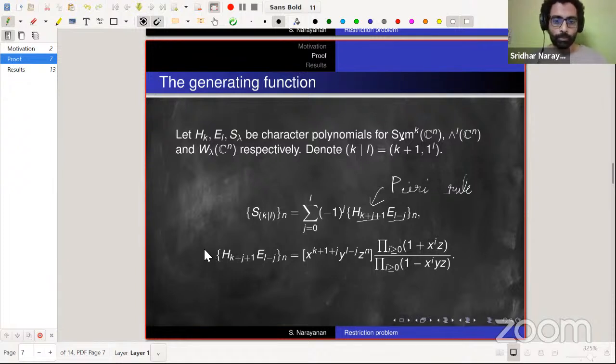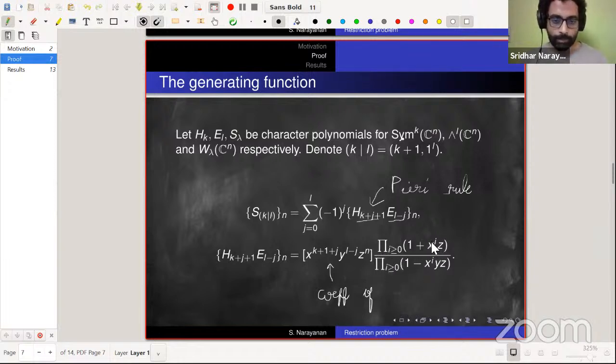Right. So we are able to express this moment of an irreducible in terms of this alternating sum. And we have a generating function for each term in this alternating sum. So what we have here is that the moment of h_{k+j+1} e_{l-j} evaluated at n is the coefficient of, so this notation stands for coefficient of, x raised to k plus j plus 1, y raised to l minus j, z raised to n in this generating function.